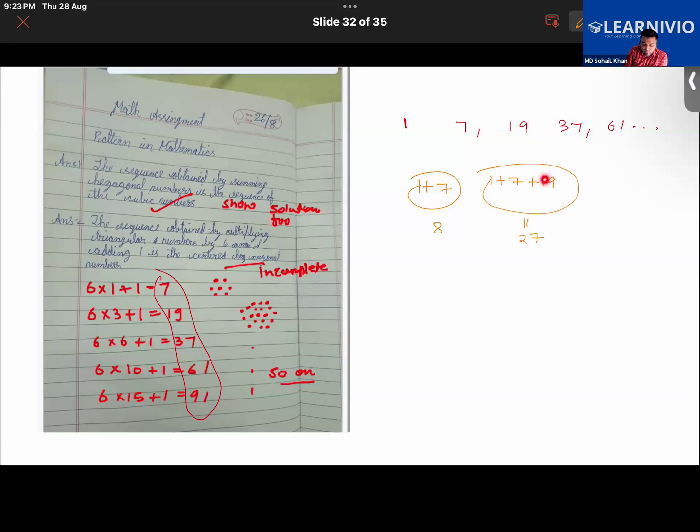Next, you add 1 plus 7 plus 19 plus 37. What do we get here? 64. And you will continue so on. After you add 61 to it also, you'll be getting 125. So these are the sequence of what? Cube numbers. Cubic numbers, right? So this working had to be shown.